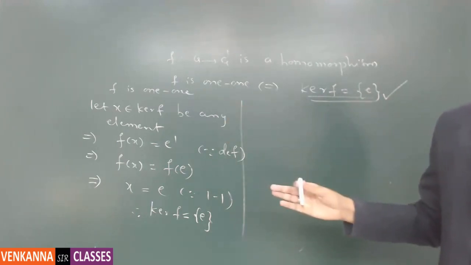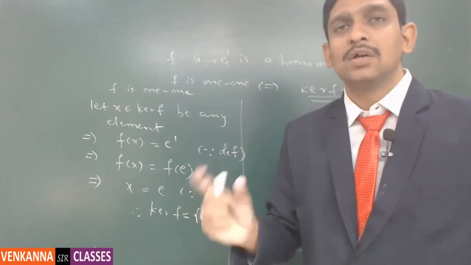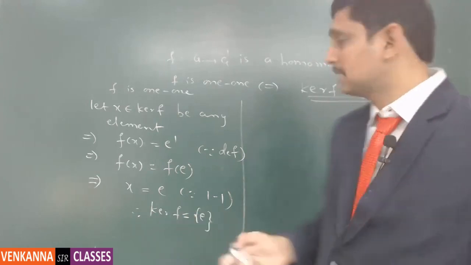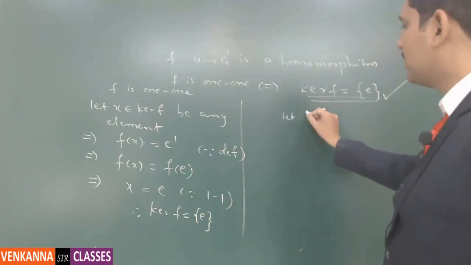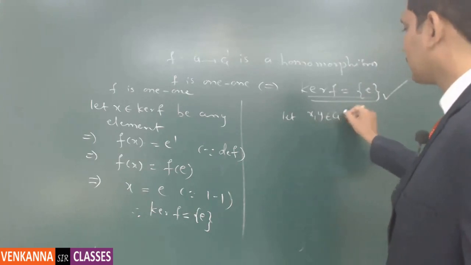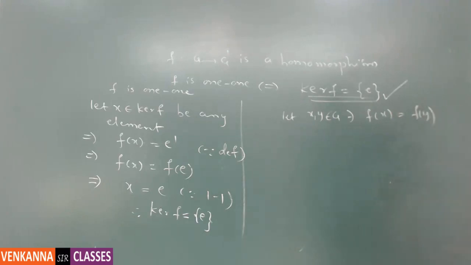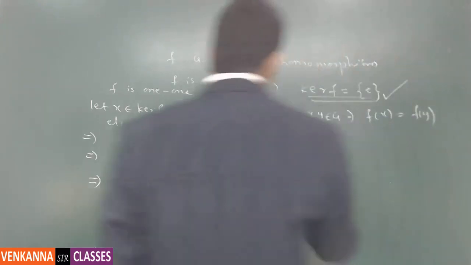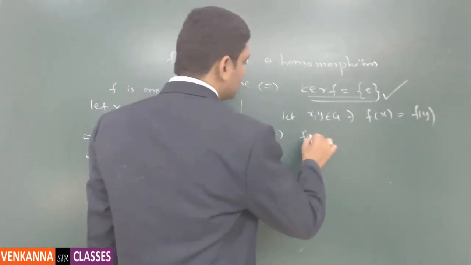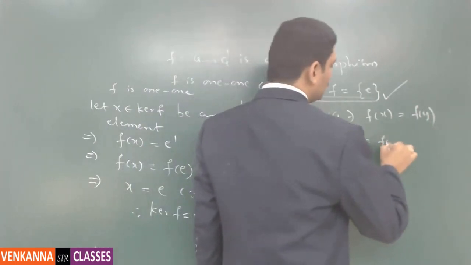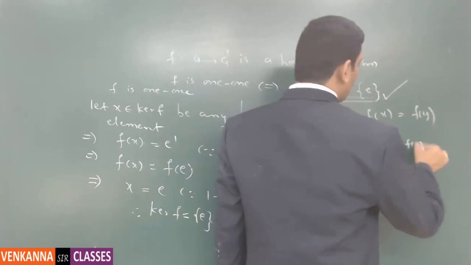The traditional method is we take elements whose images are equal, and then show that the elements are equal. So you take two elements such that the images are equal. I have to show that x is equal to y. That is my intention. So this implies f of x into f of y whole inverse is equal to f of y into f of y whole inverse.